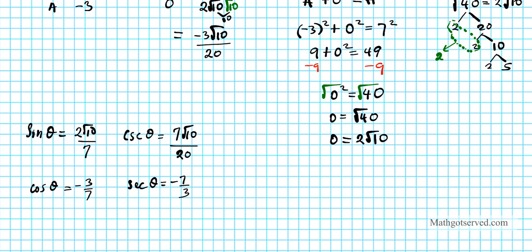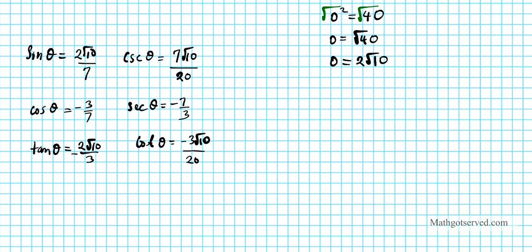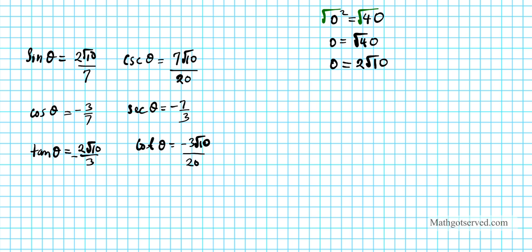Two more. Tan theta is opposite over adjacent. We figured that out to be 2 root 10 over 3, actually negative. And then cotangent theta is negative 3 root 10 over 20. So there goes our 6 trig ratios, technically 5, because we already knew cosine before, in an organized list. So there you have it.